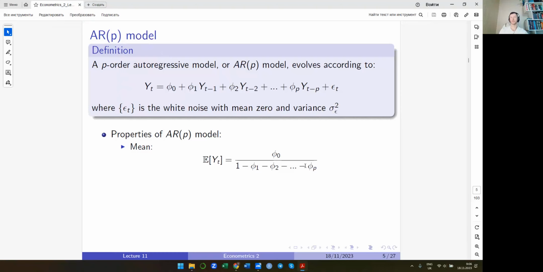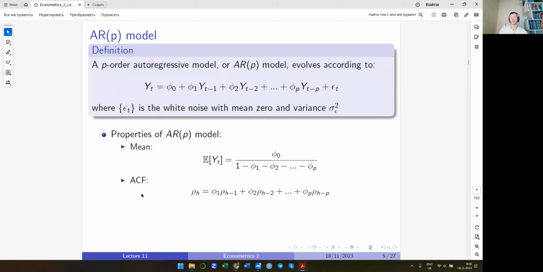So if you have an AR2 model, the expected value is going to be phi 0 over 1 minus phi 1 minus phi 2. If you have an AR3 model, phi 0 over 1 minus phi 1 minus phi 2 minus phi 3, and so on.